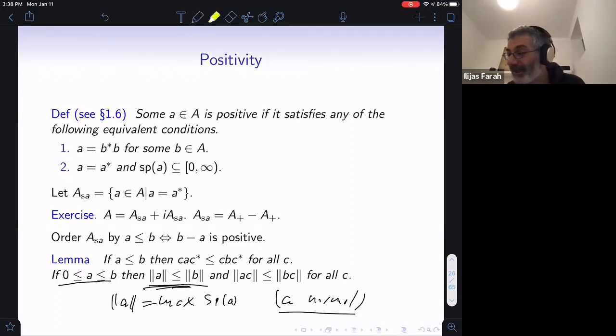The second inequality is slightly trickier. This is one of those things that are completely obvious. Of course, if A is less or equal than B, then AC should be less or equal than BC in the norm. But one has to be careful because AC and BC are not necessarily self-adjoint, so the ordering doesn't make sense. One has to prove the inequality, and the trick is to use the C* equality. So I'll leave it to you. Basically, you just have to use the C* equality and combine it with the first part of the lemma.